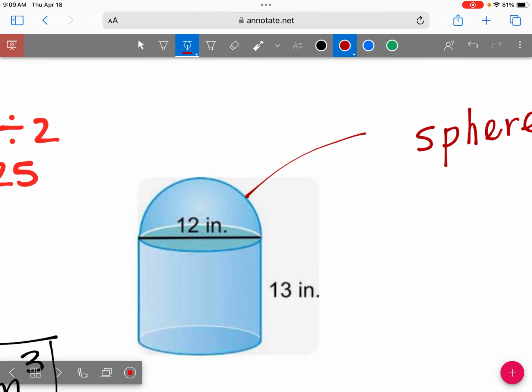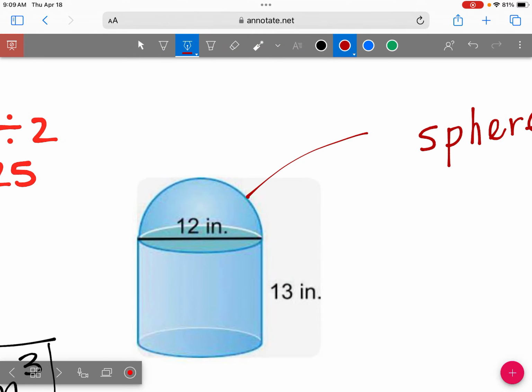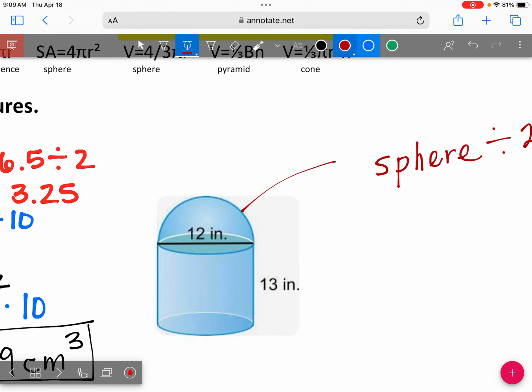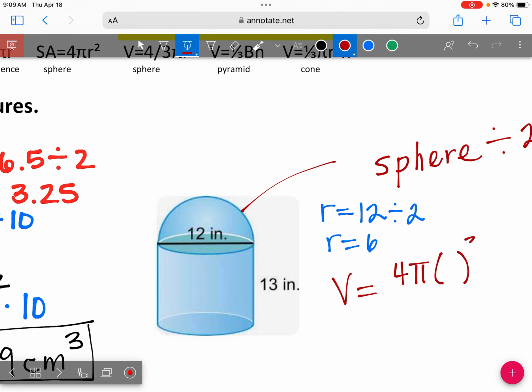Now, what does this 12 here represent? Is that 12 the radius or the diameter? Diameter, good. So again, we have to take that number and divide it by 2. So our radius is 6. So we're going to start by finding the volume of the sphere. Volume of the sphere is 4 pi r cubed over 3. So go ahead, pick up your calculators and type that in.